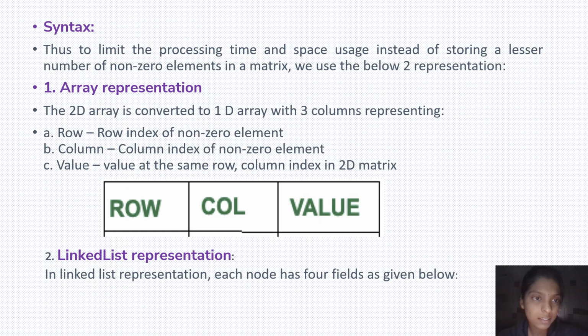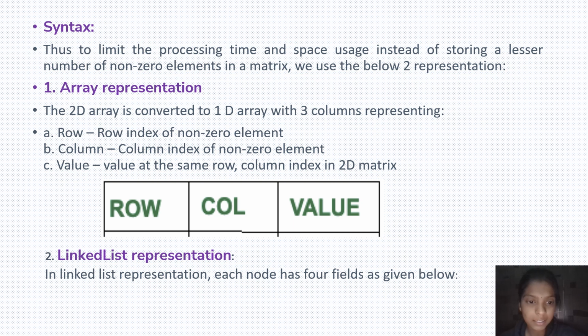Next is syntax and the array representation. The two-dimensional array is converted into a one-dimensional array with three columns representing row, column, and value: the row index of a non-zero element, the column index of a non-zero element, and the value at that row and column index in the 2D matrix. This is a representation of row, column, and value.